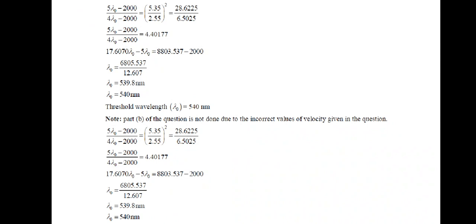Now lambda naught is 539.8 nanometer, it can be assumed to be 540 nanometers. So threshold wavelength is 540. And second part has not been solved because of incorrect values.